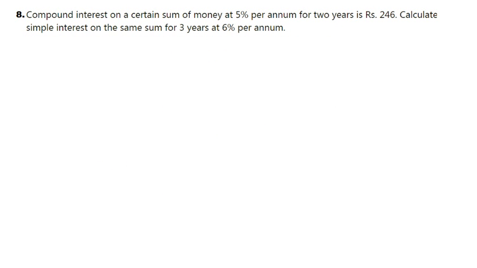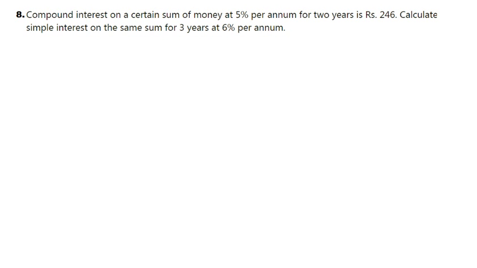Let's move to the next question now. So the next question says the compound interest on a certain sum of money at 5% per annum for 2 years is this much. Now calculate the simple interest on the same sum for 3 years at 6% per annum. So first and foremost, you need to find what that sum of money is. It is given that compound interest on that money for 2 years is 246.